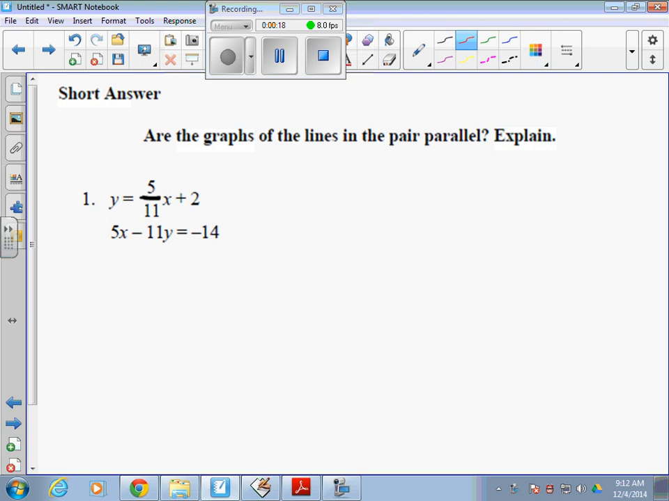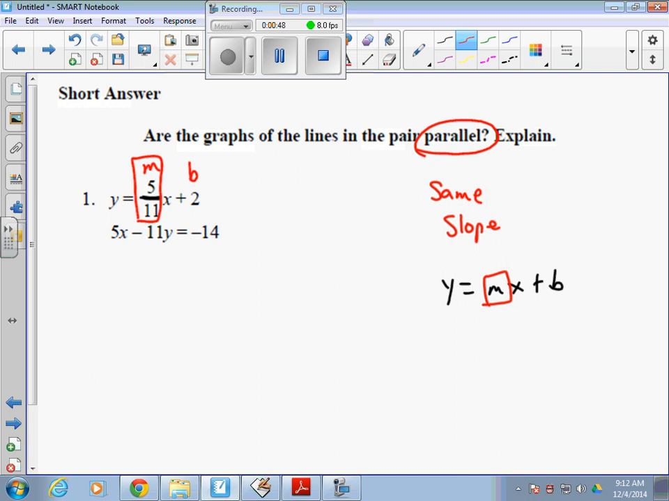What we know about parallel lines is they have the same slope. That means they have the exact same m value in the equation y equals mx plus b, which is your slope-intercept form. The first equation, y equals 5 over 11x plus 2, says mx plus b, so you can see what its slope is.